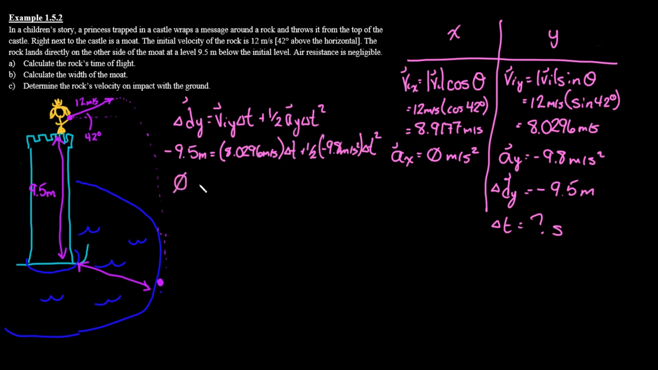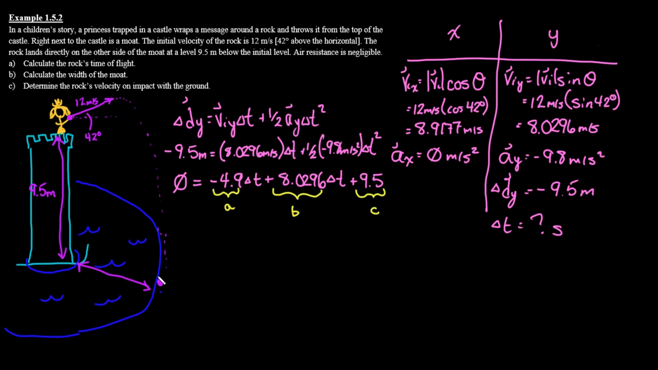So I'm going to rearrange to have 0 on one side of the equation, so it actually looks like a quadratic. That means I have negative 4.9. I'm also just going to drop the units in this case, so I have negative 4.9 times time squared plus 8.0296 times time plus 9.5. Now we can use our quadratic equation, where negative 4.9 is our A value, positive 8.0296 is our B value, and 9.5 is our C value.